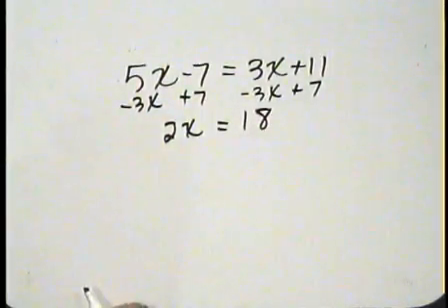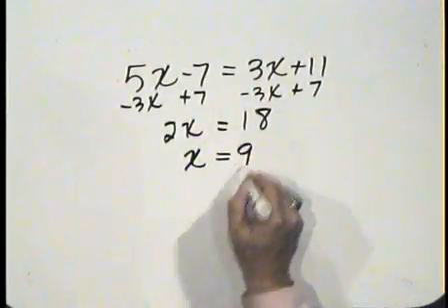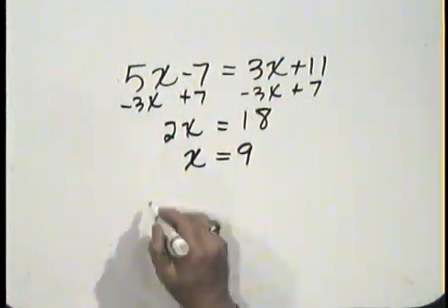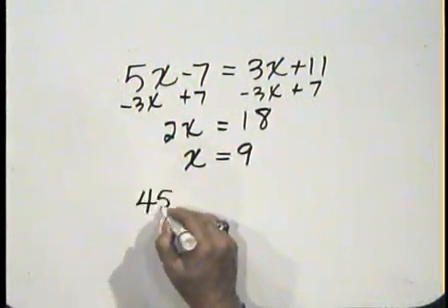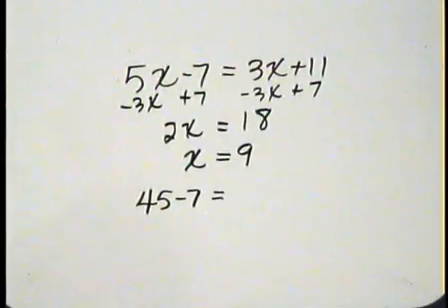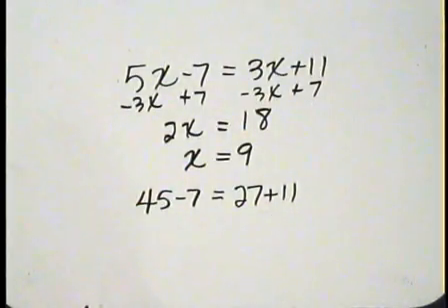Now I have the simple equation 2 times x equals 18. I simply divide both sides by 2 and I get x equals 9. And now I must check. 5 times 9, 5x, is 45. 45 minus 7. That's the left side of the equation when x is 9. The right side of the equation, 3 times 9 is 27, plus 11. Are those two equal? Well, let's subtract and find out.